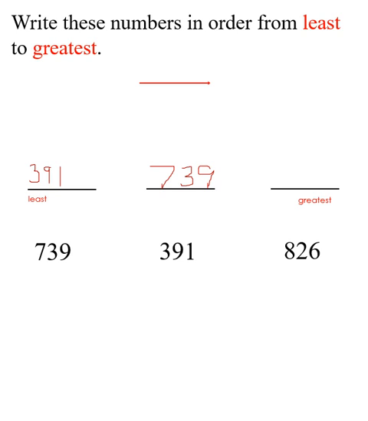All right, so then our greatest number should be the 826, because we know that 8 is greater than 3, and 8 is greater than 7. So 826.